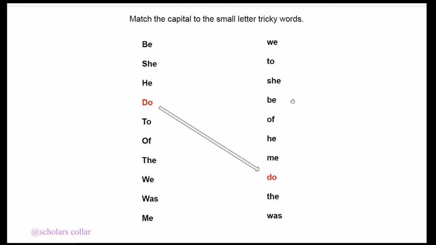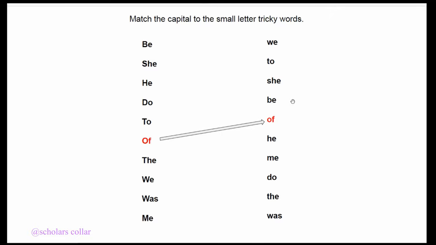Next one is to. T O, to. Can you find to? Very good. T O, to. What about off? O F, off. Can you find off? O F, off. Very good. You have found off.